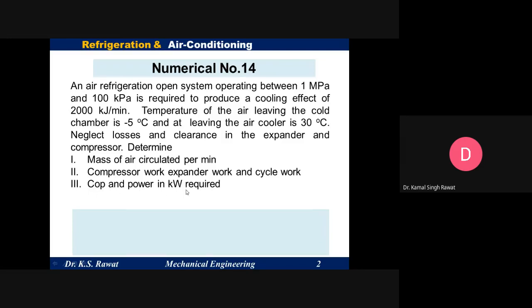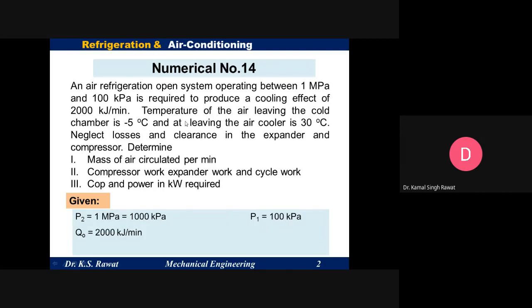So what do we have? Two pressure limits. So what is given? Two pressure limits. P2 is 1 megapascal. If we convert this P2, we will get 1000 kilopascal. And P1 is equal to 100 kilopascal. Apart from that, we have cooling capacity, which is equal to 2000 kilojoule per minute.